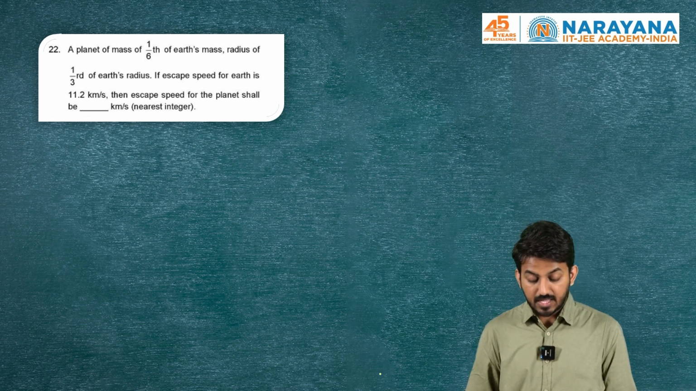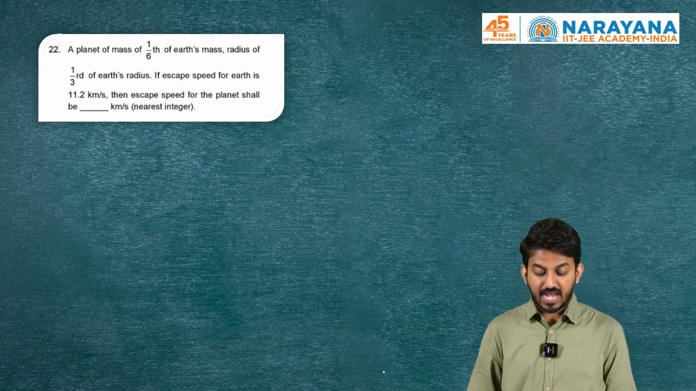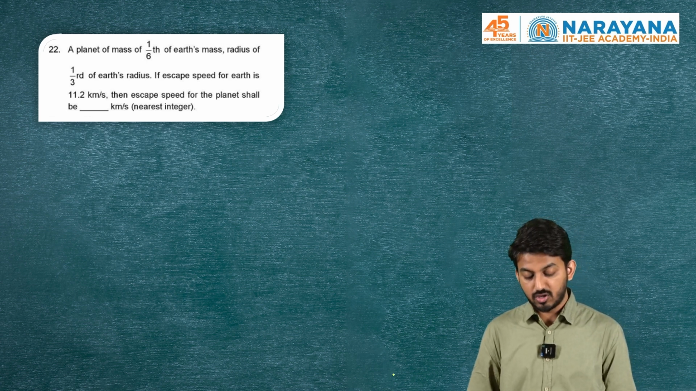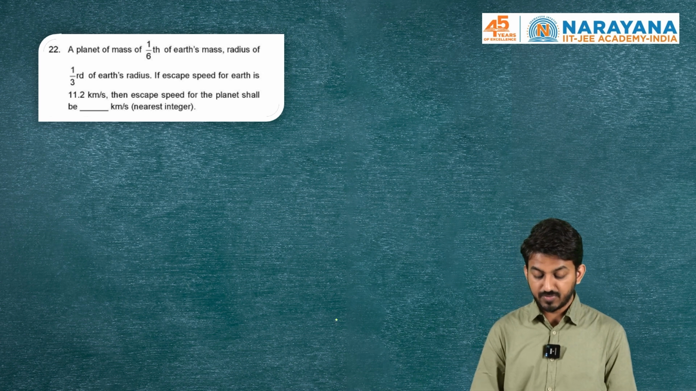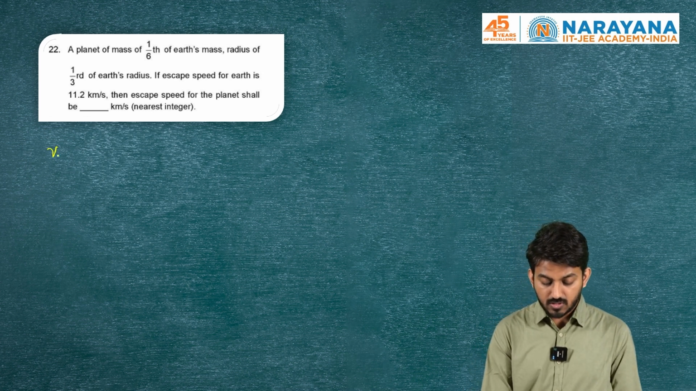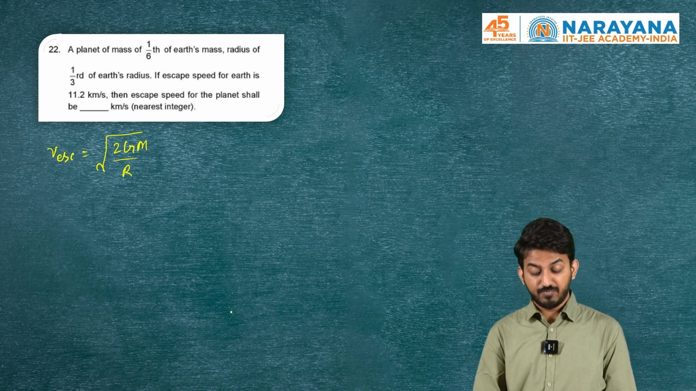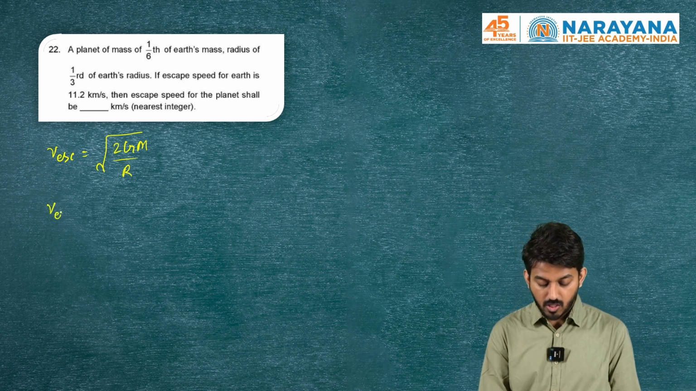Next, they are saying that we have a planet whose mass is 1/6 of the mass of the Earth, and radius is 1/3 the radius of the Earth. They are asking for the escape speed. Now, V escape here is equal to root 2 GM by r in general, if we say. Now, V escape prime, if we talk about, that's going to be root 2 G.